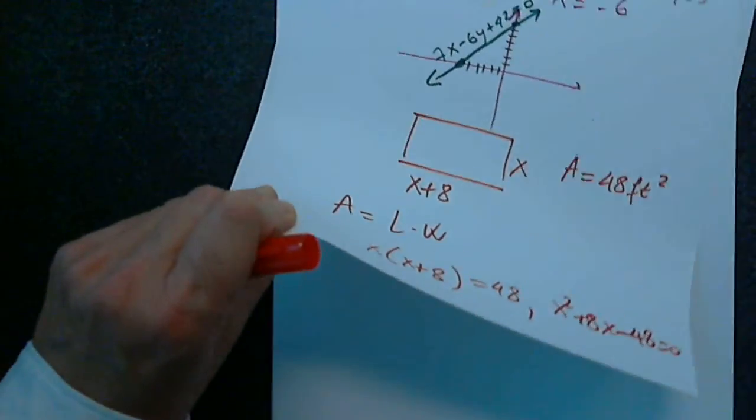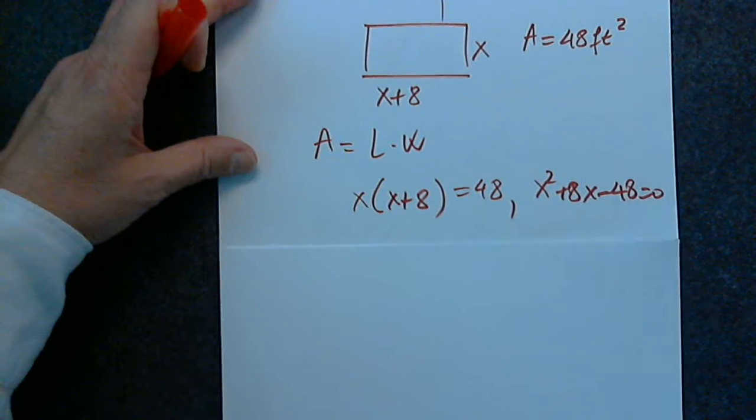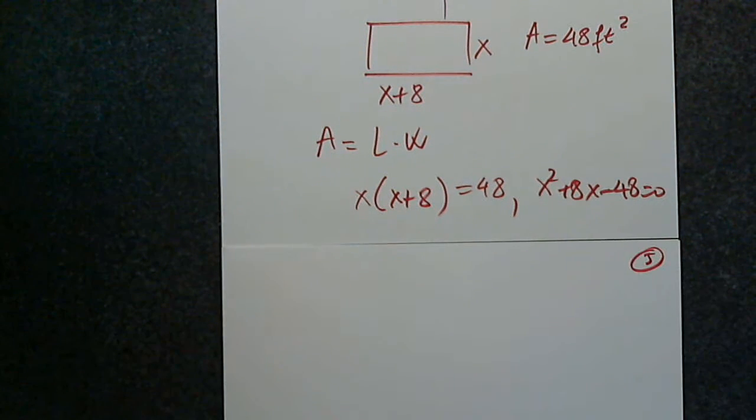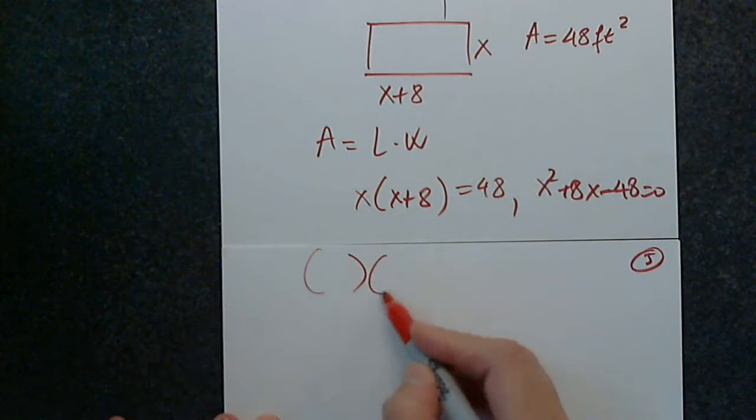And we have 4 different methods. Please review all 4 methods: factoring, taking square roots, completing the square, and the quadratic formula. Okay, which one would you apply here? Factoring. Yes, absolutely, because it's the easiest.